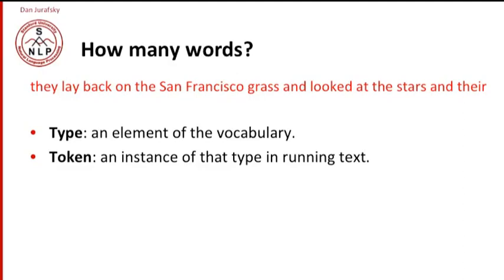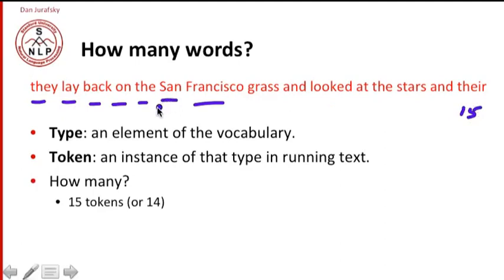So how many tokens do we have in here? Well, it should be easy to count. 1, 2, 3, 4, 5, and so on. So if we count San and Francisco separately, we end up with 15. If we count San Francisco as one token, we end up with 14. So even the definition of a word depends a little bit on what we're going to do with our spaces.